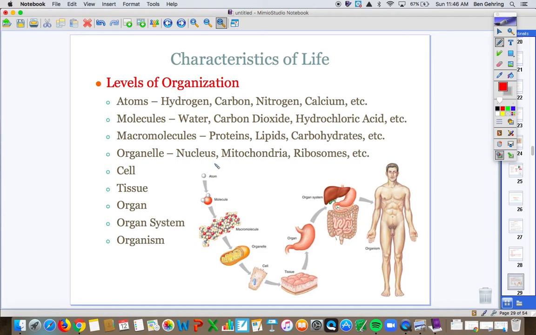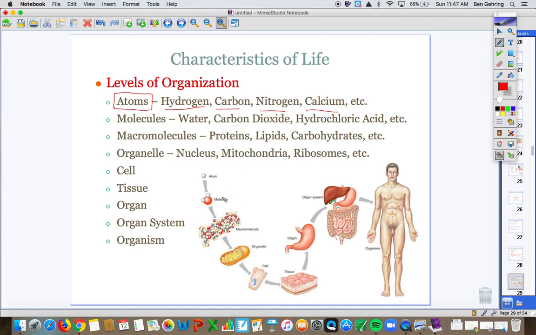When we talk about the body, we talk about levels of organization. And everything builds on itself. Our simplest particles inside our body are called atoms. Atoms are elemental in form, so we can't get any smaller than an atom as far as an element goes. So we have hydrogen, carbon, nitrogen, and calcium, all elements or atoms found within the body that we use.